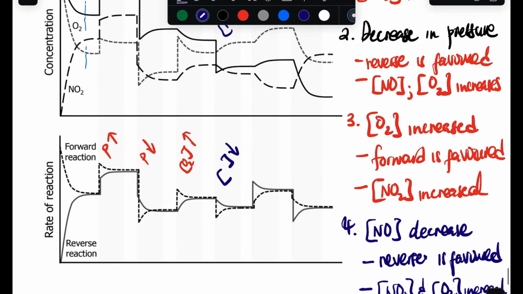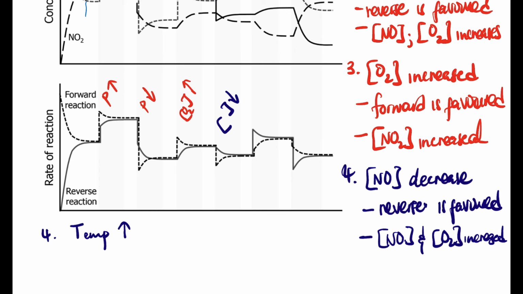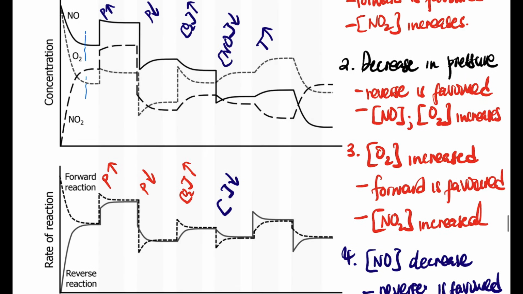So let's look at, okay, let's write 4 here. There's a temperature increase there. Let's prove it by the rate of reaction graph. The rate of reaction graph here, guys, is very important.